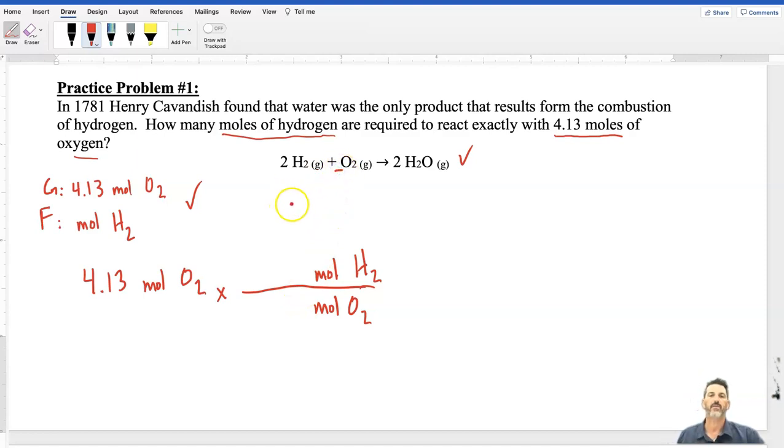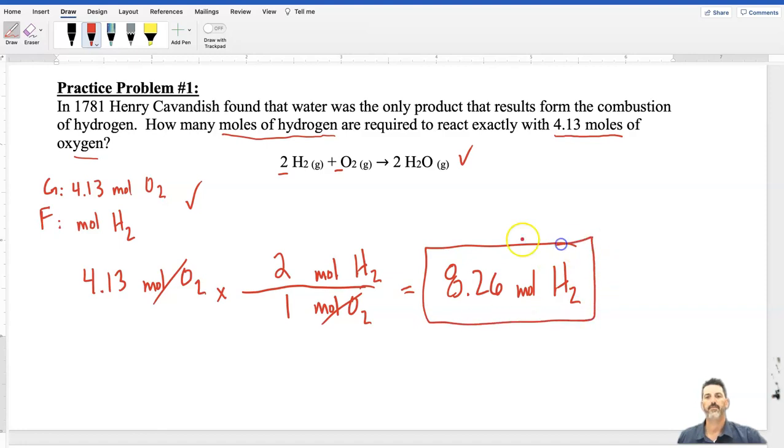According to the balanced equation, for 1 mole of O2, I'm going to need 2 moles of H2. So there's 2 moles there, 1 mole there. I'm going to cancel my units. And then I'm going to do 4.13 times 2. Again, probably don't need a calculator for this. 8.26 moles of H2. And I am done. 3 significant figures to start with, so I need 3 significant figures in my answer.